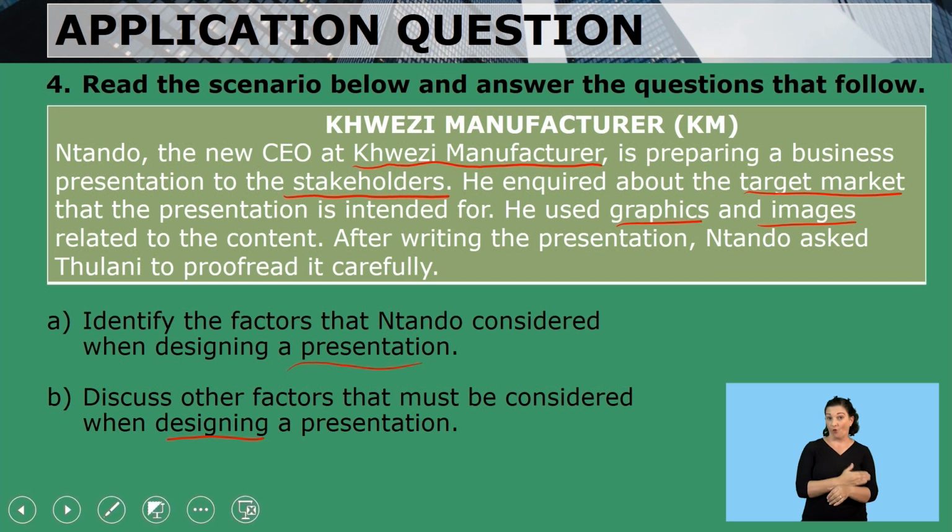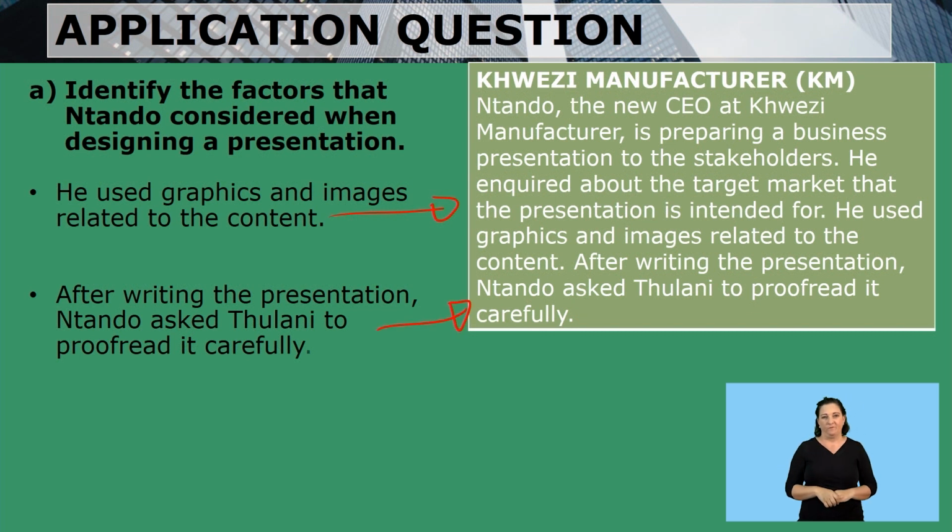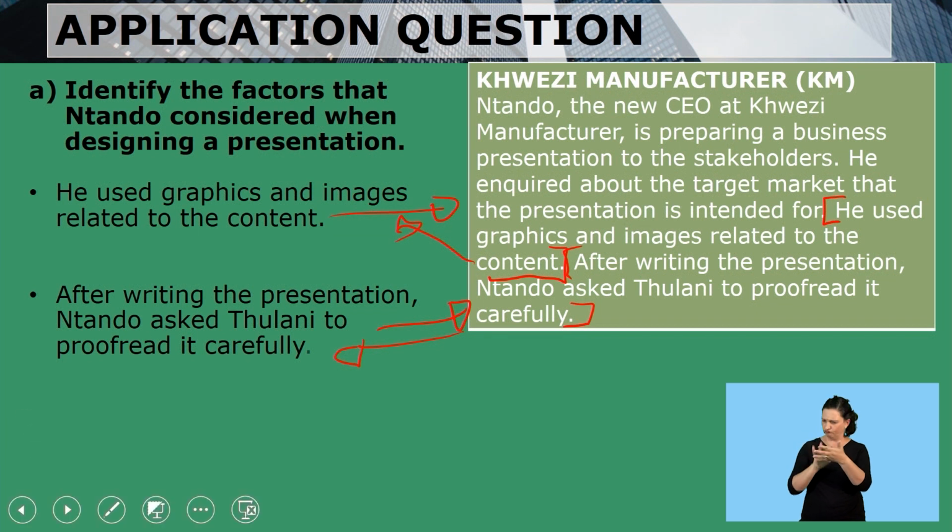Right, before we answer this question, let's go to the first one. We said identify. I'm sure you've identified, you're quoting. And remember with quoting, you are taking it from the scenario. They said he used graphics and images related to the content. It's here, which is that one. Right, the second one, what else did Ntando consider? After writing the presentation, Ntando asked Thulani to proofread it carefully. There it is, word for word, directly from the scenario or from the text.